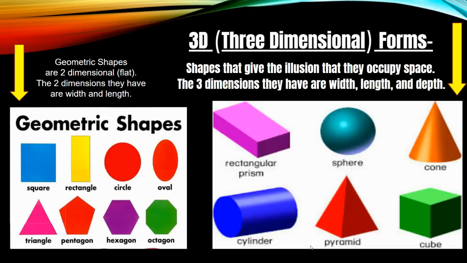For example, a square becomes a cube. A rectangle becomes a rectangular prism. A circle becomes a sphere or a cylinder. An oval becomes a cylinder. A triangle can become a pyramid or a cone.